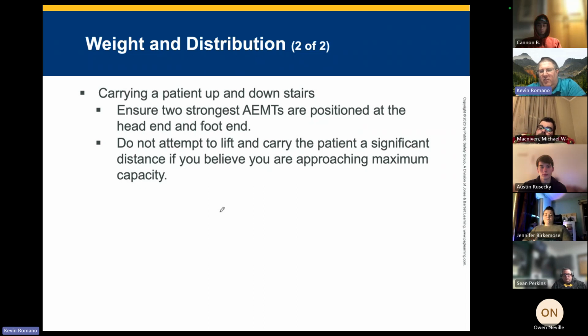And sometimes dispatch will actually find out the patient's weight as well. And they'll say, the patient is a bariatric patient. Do you want more manpower? Absolutely. Please send them. If we don't need them when we get there, we'll call them off. But at least you have them coming.